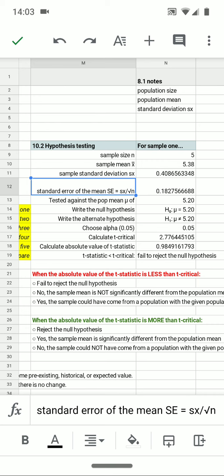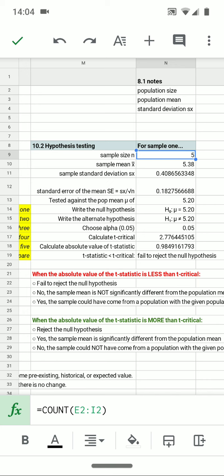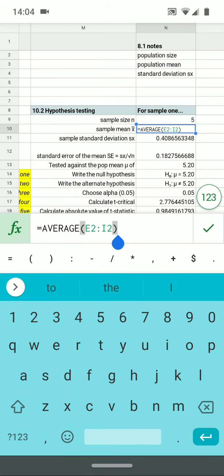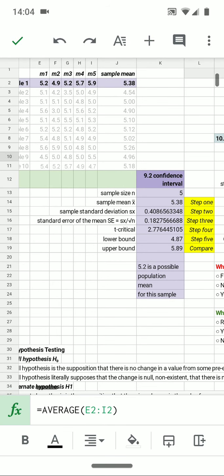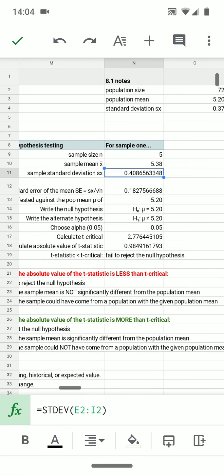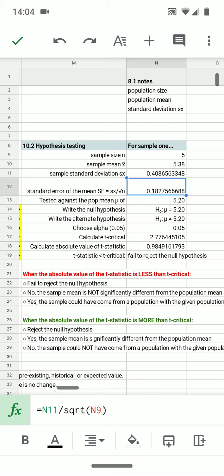Well, in 10.2, we start off with the same calculations that we did in 9.2. We're going to need to know the sample size. That was 5. We need to know the sample mean. You can see that there. The average from E2 to I2. That's our original sample, still back here, from E2 to I2. And still the standard deviation, we'll need that. And we'll still need the standard error, 0.18, as before. The new part is that we'll be testing against the population mean of 5.2.